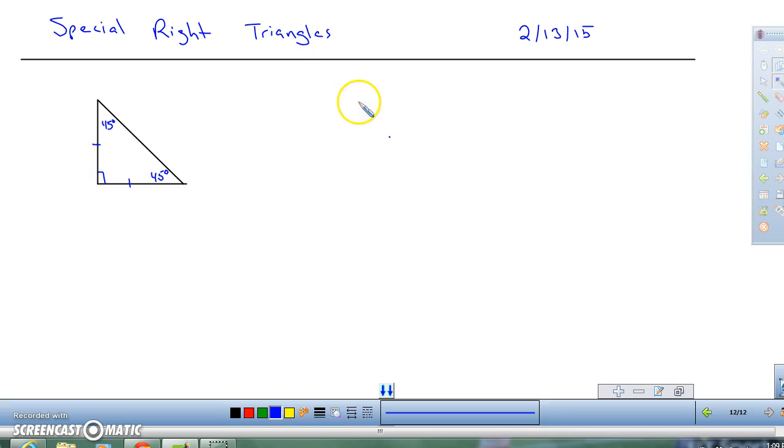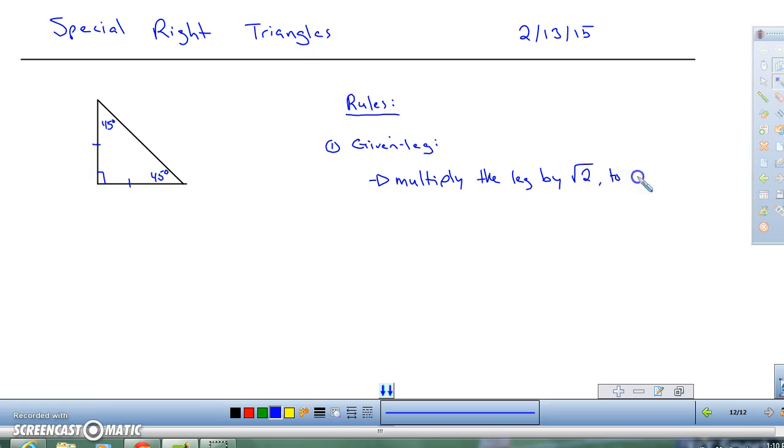Alright, getting started. There are two rules or two scenarios that we see in 45, 45, 90 triangles. The first one, you're going to be given the leg of the triangle. When given the leg, you're going to multiply the leg by radical 2 to get the hypotenuse.